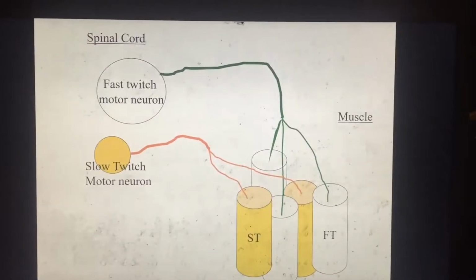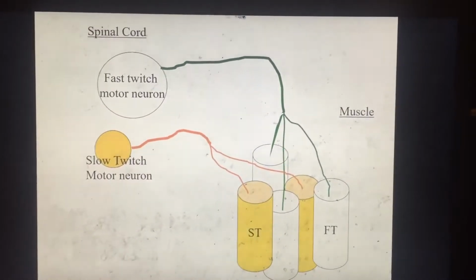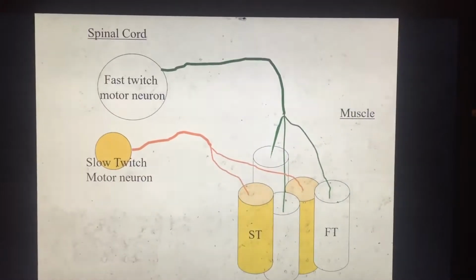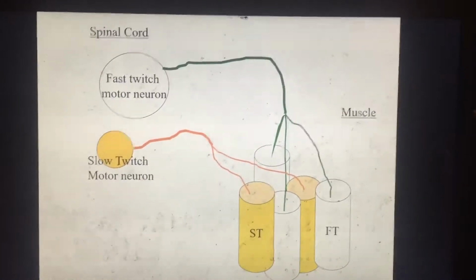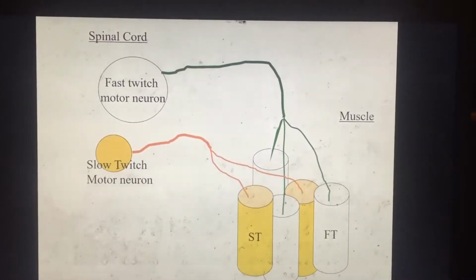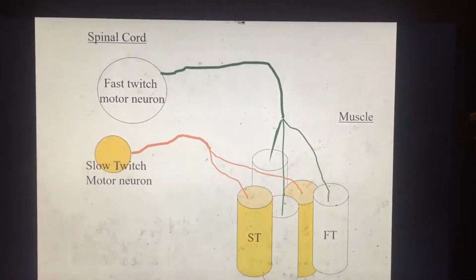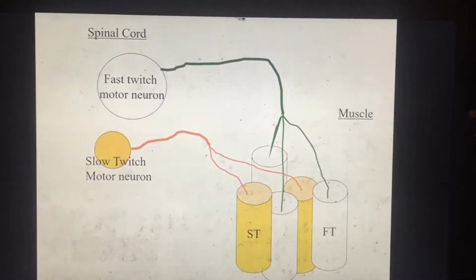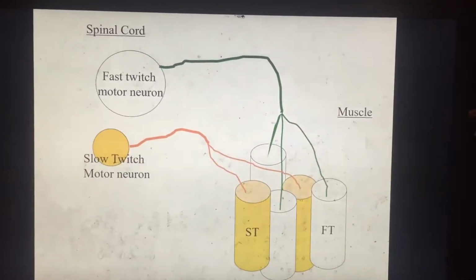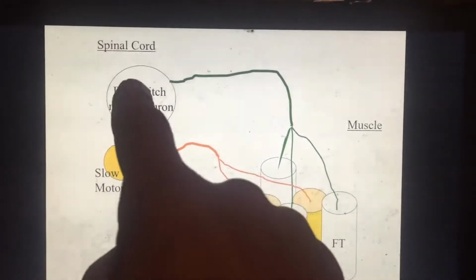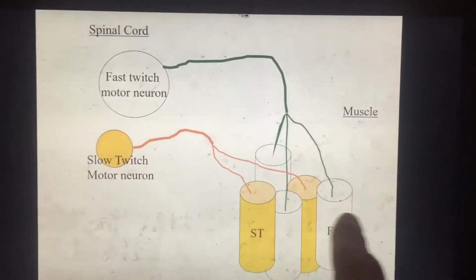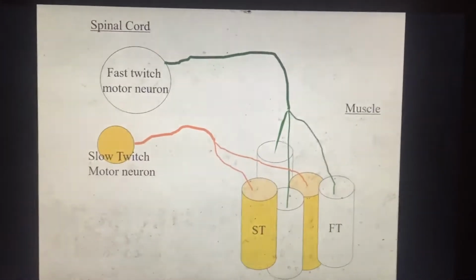Either you're going to get no muscle fibers contracting, or you're going to get all of the muscle fibers contracting with recruitment of that motor neuron. So it's an all or none principle. You cannot have just a proportion of those muscle fibers activated. If the motor neuron is activated, all of the muscle fibers it innervates are going to contract.